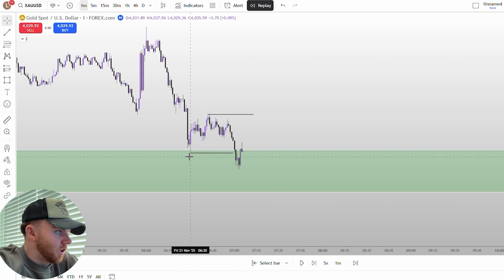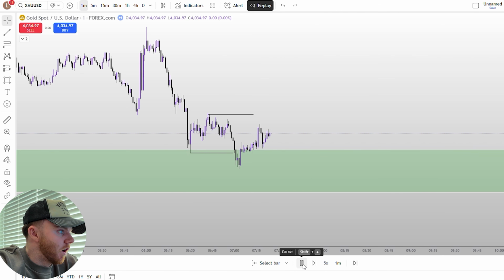Market opens up, instantly takes that internal sell side liquidity here, and we have not displaced back through yet. Still not displaced back through, still not displaced through this liquidity.